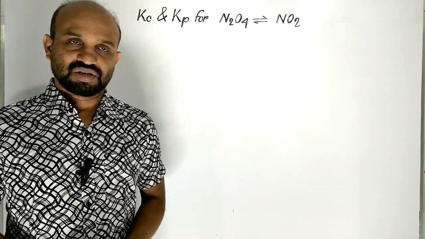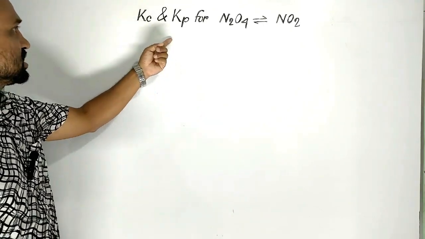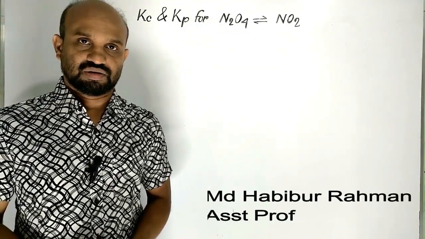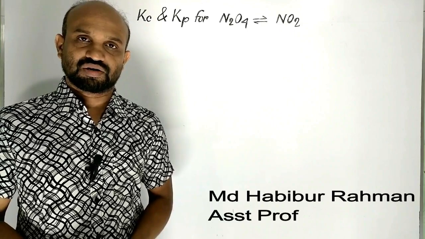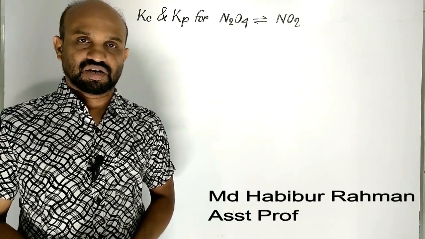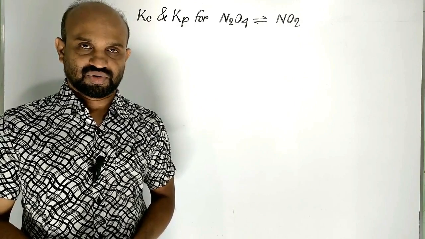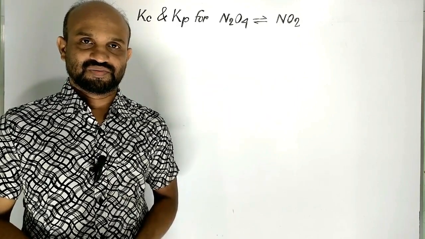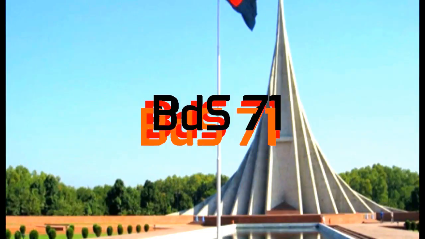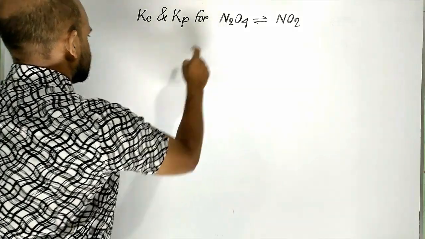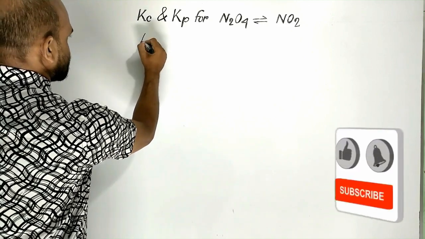Today, I am going to discuss Kc and Kp for the dissociation of dinitrogen tetroxide. In this lesson, we are going to learn the significance of Kc and Kp for the dissociation of dinitrogen tetroxide. So, let's begin. Kc and Kp for the dissociation of dinitrogen tetroxide.